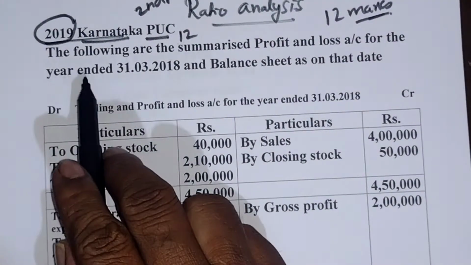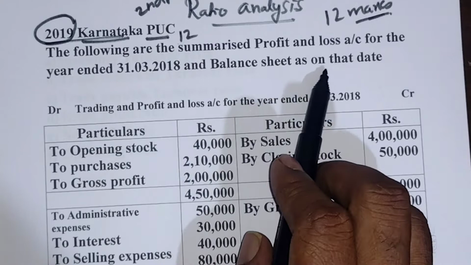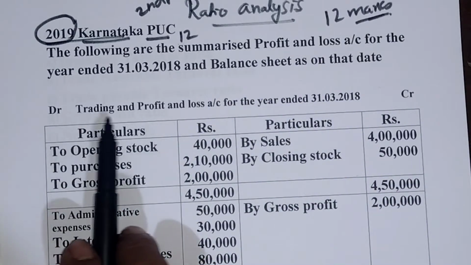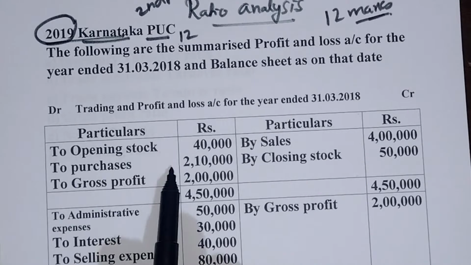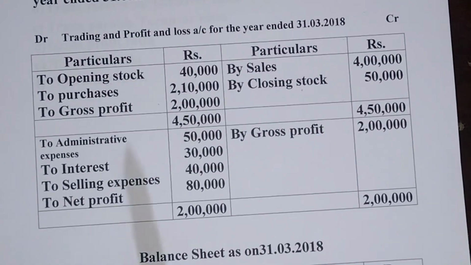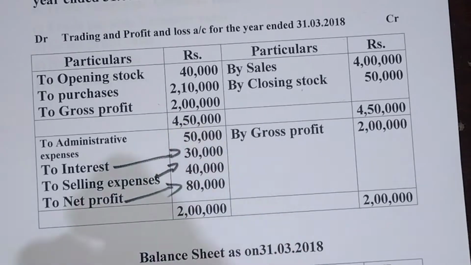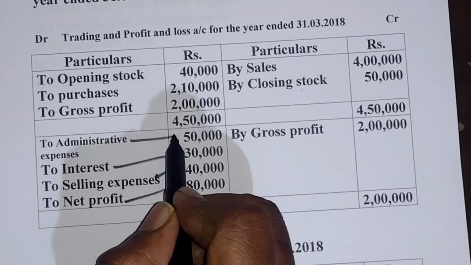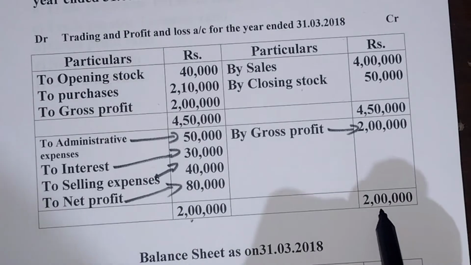Now coming to the problem. The following are the summarized profit and loss account for the year ended 31st March 2018 and a balance sheet as on that date. Trading and profit and loss account for the year ended 31st March 2018: opening stock, purchase, gross profit, sales and closing stock. The total of both sides is 4,50,000. Next, administrative expenses 50,000, interest 30,000, selling expenses 40,000, net profit 80,000, gross profit 2 lakhs, and the total of both sides is 2 lakhs.